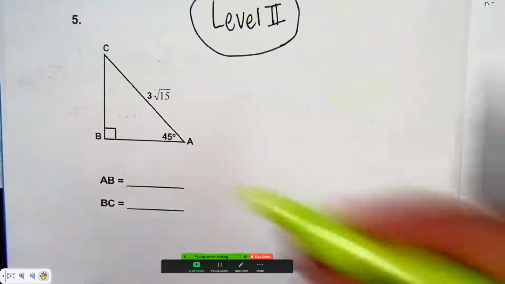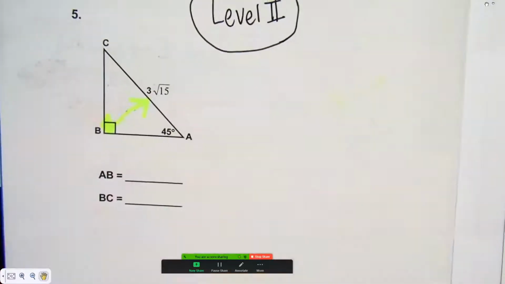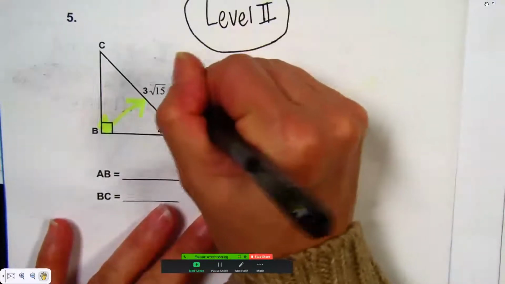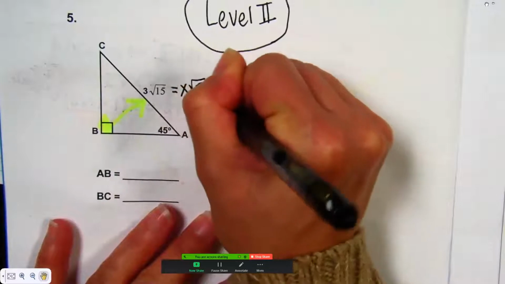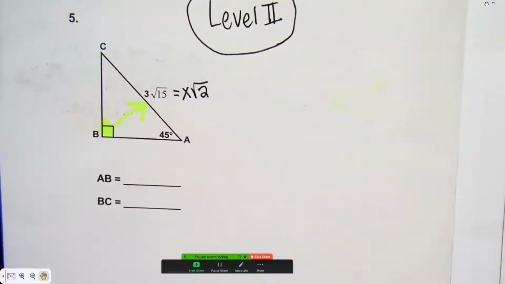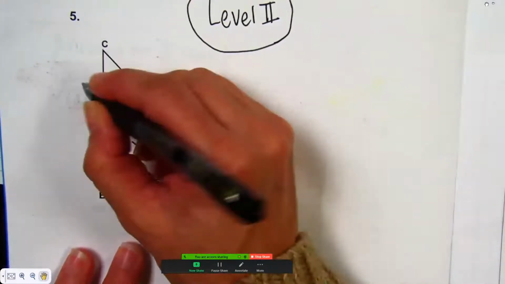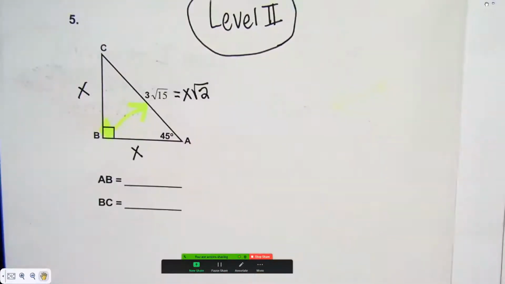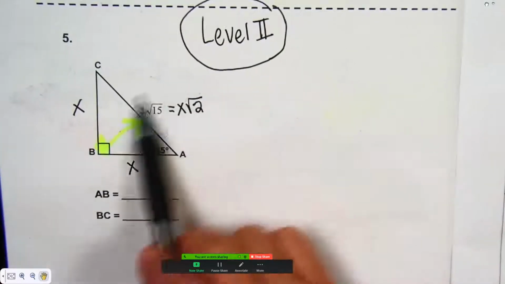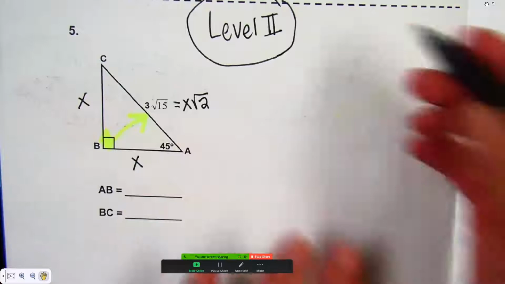Okay, again, I'm going to color my right angle symbol. I'm going to draw across it. And when I draw across it, I know that I land on x root 2. Which means these two sides are just plain x. Okay, so let's go ahead and get started. I've got my equation, boom, the hard part's done.